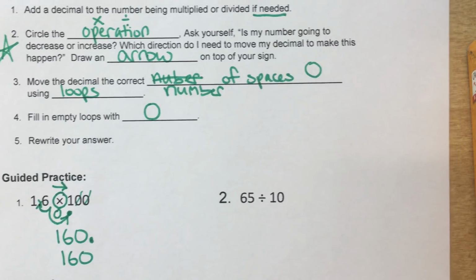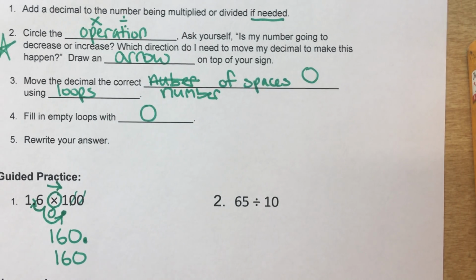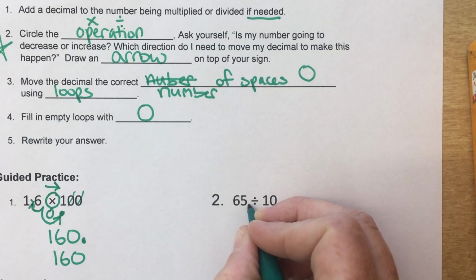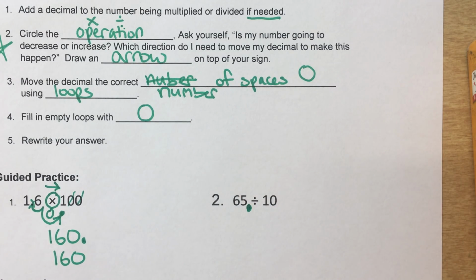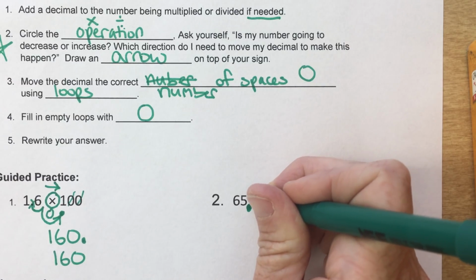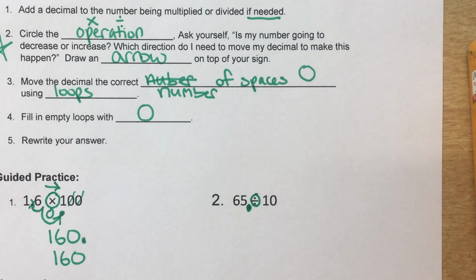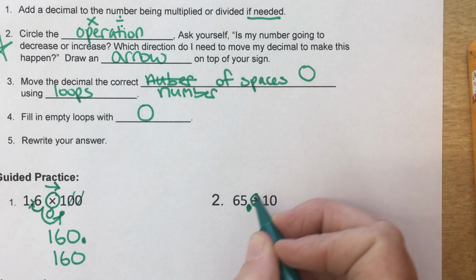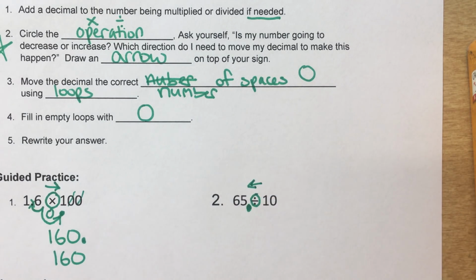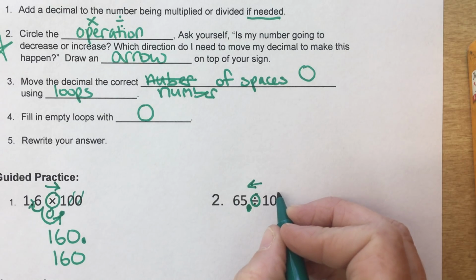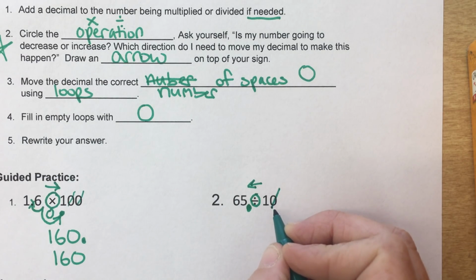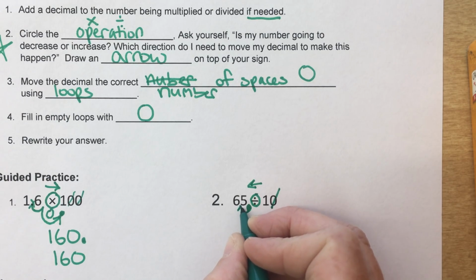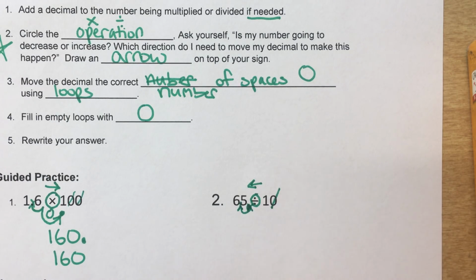Okay, the next one says 65 divided by 10. It doesn't have a decimal, so we're going to add one. I'm going to circle my operation and say, ooh, it's going to get smaller if I divide by 10. So which direction do I need to move to go smaller? I'm going to have to go that way. And I'm going to move it 1 space, I'm on step 3, right here. Oop, there's barely any room to squeeze it in.